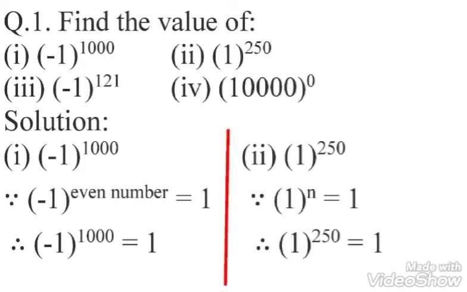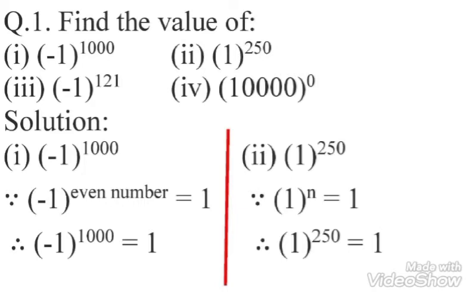Solution. Part 1, minus 1 raised to the power 1000. As we know, minus 1 raised to the power even number is equals to 1. Therefore, minus 1 raised to the power 1000 is equals to 1.